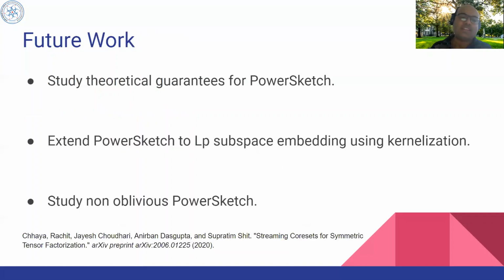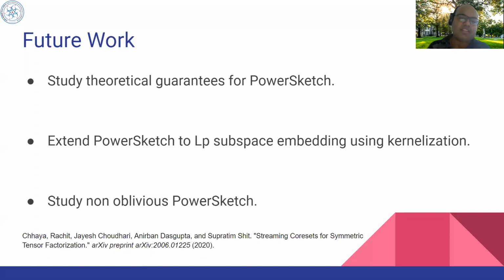So it is interesting to study the theoretical guarantees of the power sketch method. We also wish to extend this method for LP subspace embedding using a kernelization trick. In kernelization, we reduce the LP norm to some LQ norm, where Q is less than or equal to 2. Q being less than or equal to 2 is helpful in some way.